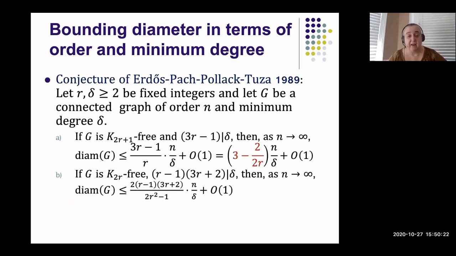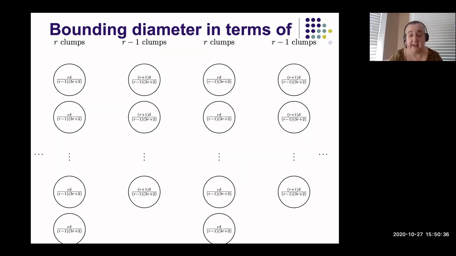If the graph is K_2r free, so there is a divisibility condition here, whether it's even or odd, and (r minus 1)(3r plus 2) divides delta, then the diameter of G is at most this quantity. And this is the example that shows that this is sharp.